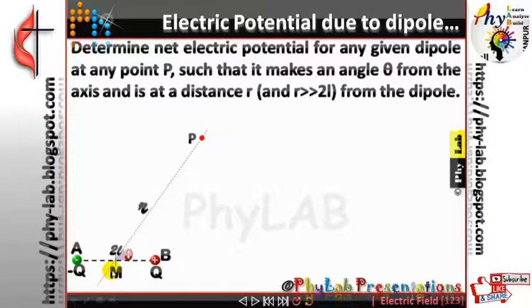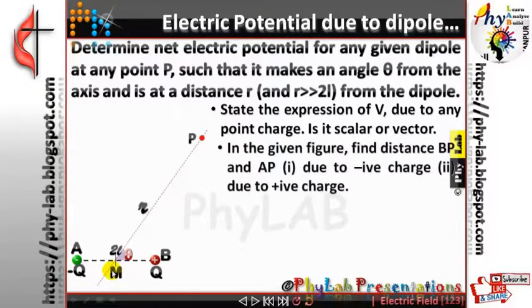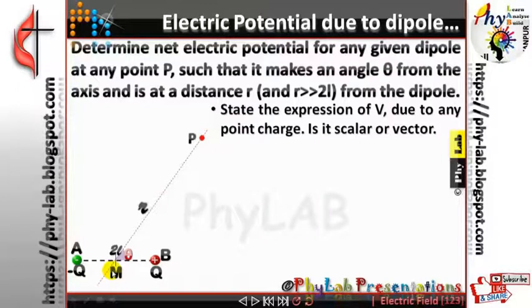So friends, the first question that is there in front of you is to state the expression of V due to any point charge, and you have to tell me whether this electric potential is going to be a scalar quantity or a vector quantity. Pause the video, think about it, write down in your copy. Probably we must have done the same.